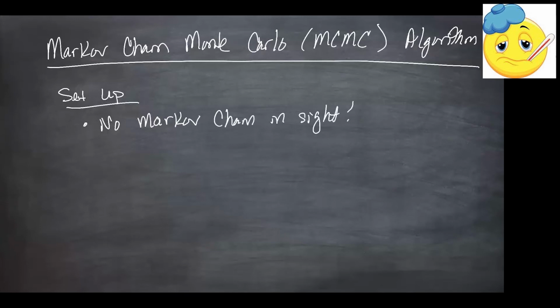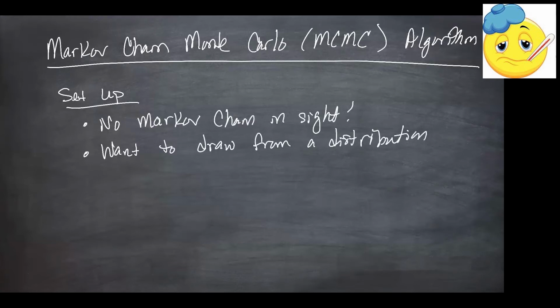There's no Markov chains. We're going to create one. And then we want to draw or sample values or simulate from a distribution with PDF f of x, which I'm about to change. But this is presumably a continuous PDF or probability density function. The algorithm we're about to talk about would actually work in a discrete case, but I'm really not sure why you would do that. You would have better options in the discrete case.